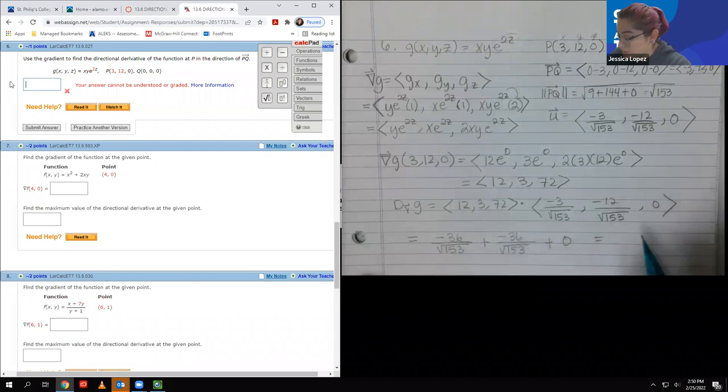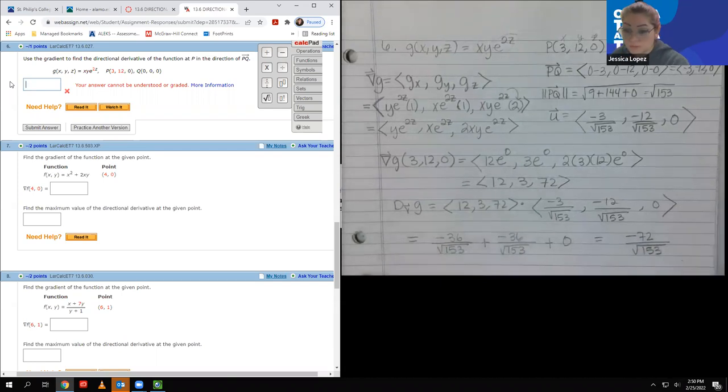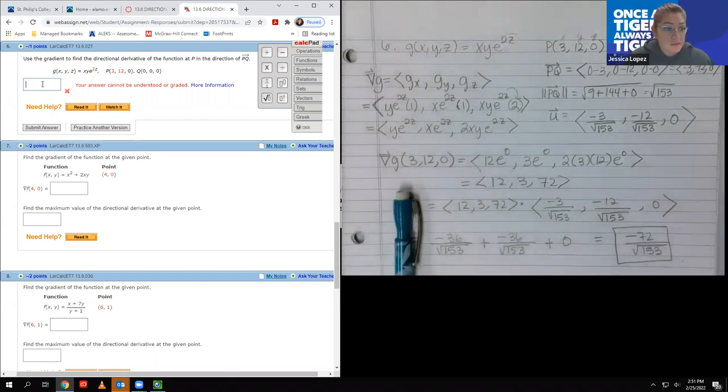These do have the same denominator. So negative 36 plus negative 36 is negative 72 over the square root of 153. And so then this is the directional derivative evaluated at point P. And so it says the answer cannot be understood because I wasn't supposed to type in a vector, right?